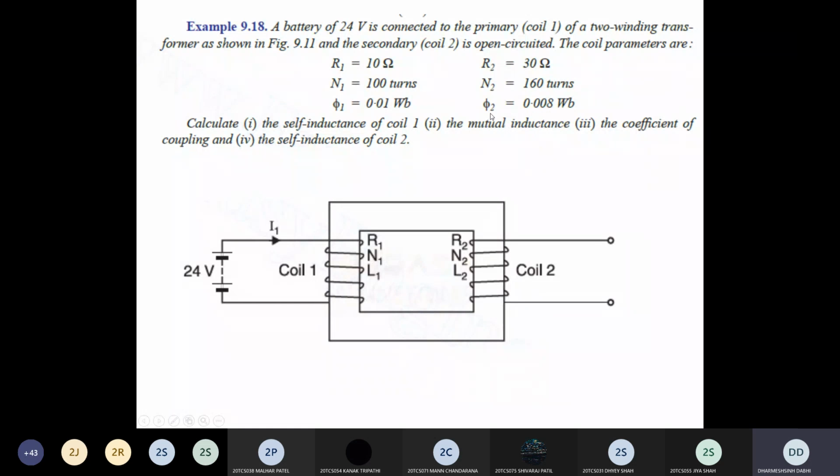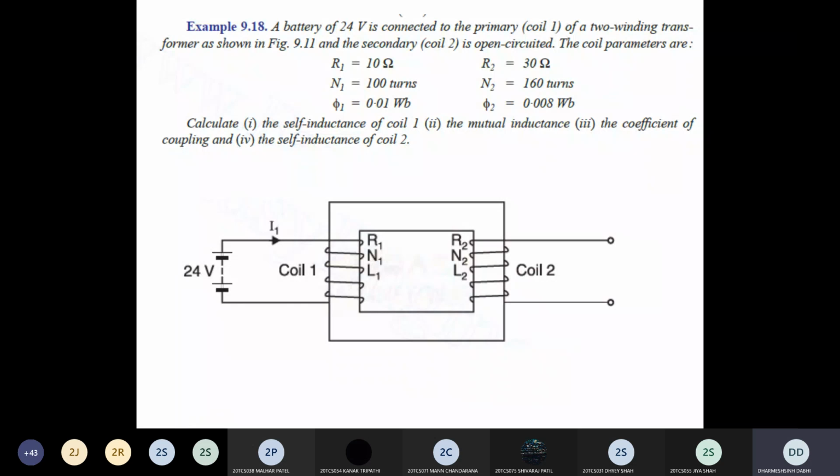So why I am saying that this is phi 12? Because there is no current flowing into coil number 2. So there is no chance that flux is produced in coil 2 by current flowing into coil number 2 itself. So here the flux in coil number 2, phi 2, is nothing but the coupling of the flux of coil number 1, which is 0.01 Weber. So you can see that phi 1 is greater than phi 2. It means this phi 2 is the portion of this phi 1 that is linked with coil number 2.